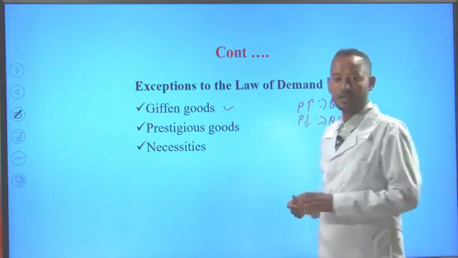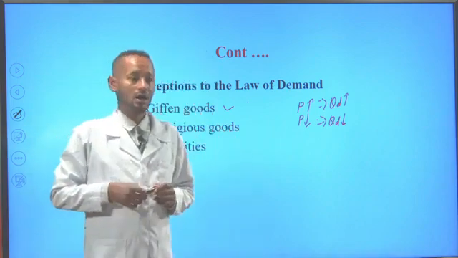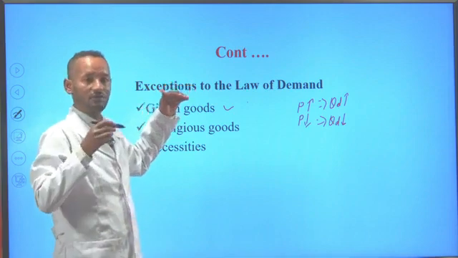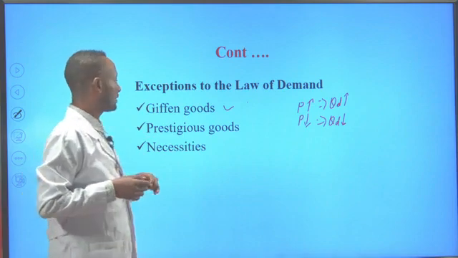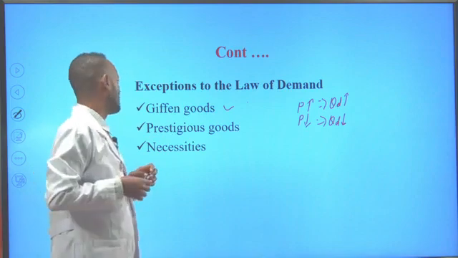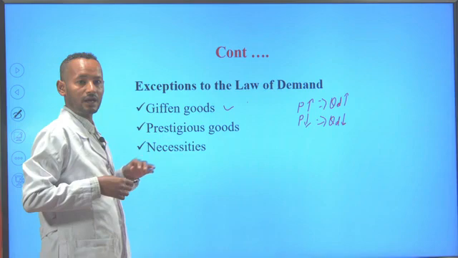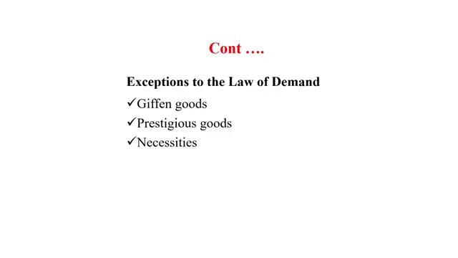Giffen goods are a special type of inferior goods. Inferior goods are those goods for which, as the income of a consumer increases, the demand for the inferior goods will decline, and with a fall in the income of the consumer, the demand for inferior goods will also decline. So these Giffen goods are against the law of demand. That means with an increase in the price of Giffen goods, the quantity demanded for Giffen goods may increase or remain unchanged.